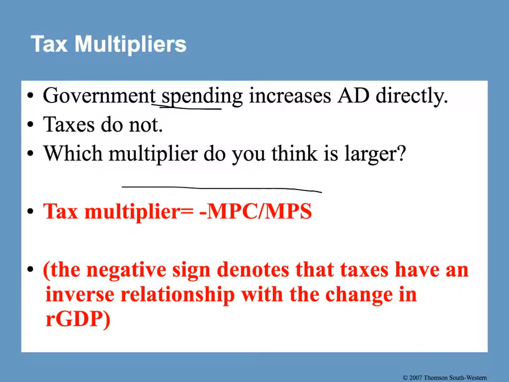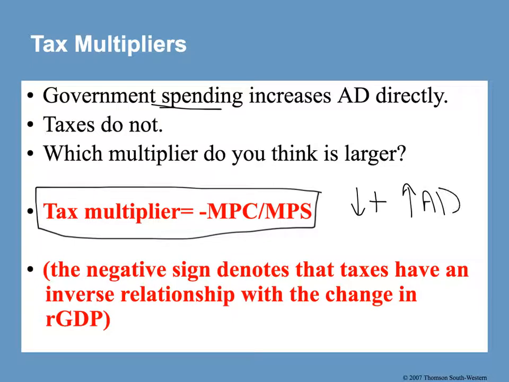The tax multiplier equation is this, negative MPC over MPS. The negative sign here denotes that taxes have an inverse relationship with the change in real GDP. So for example, when Congress cuts taxes, it's going to increase aggregate demand or increase real GDP. When they increase taxes, it's going to decrease aggregate demand and real GDP.